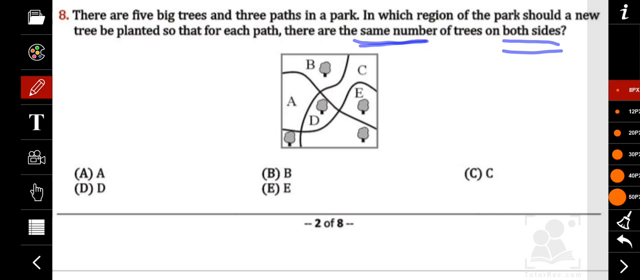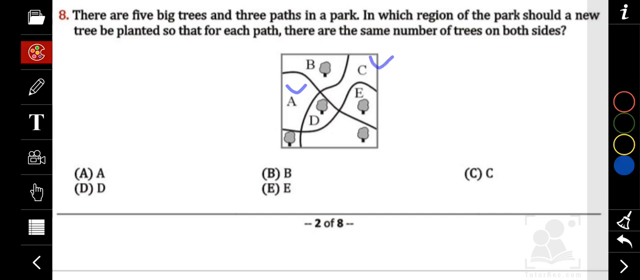For example, when we consider this path, we see 1, 2, 3. 3 trees are below it and 2 trees are above it. So we are having two options to plant the tree, either at A or at C. Okay, in the previous one, in this one, we are having either A or C. Now let's do it for other path.